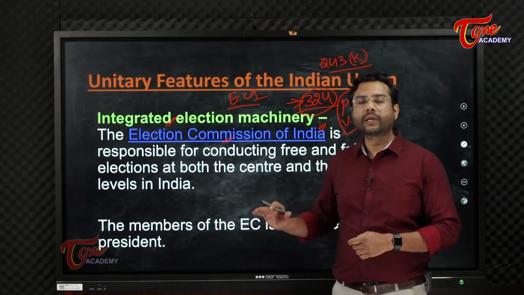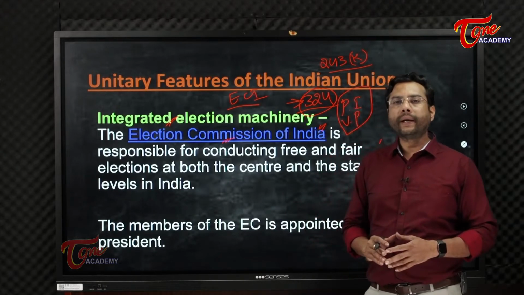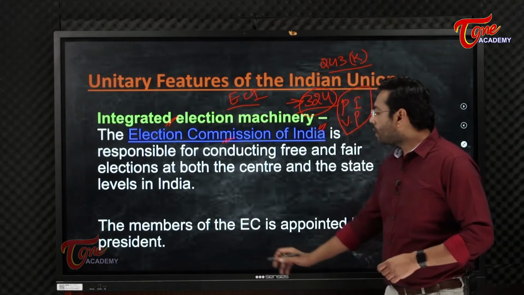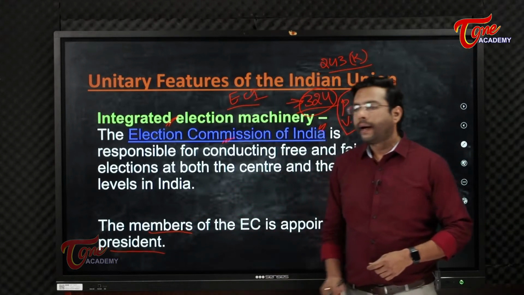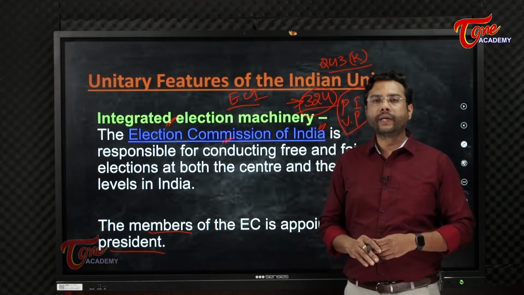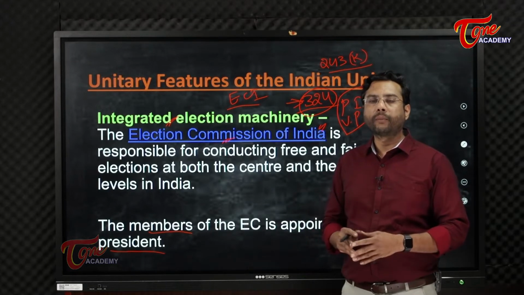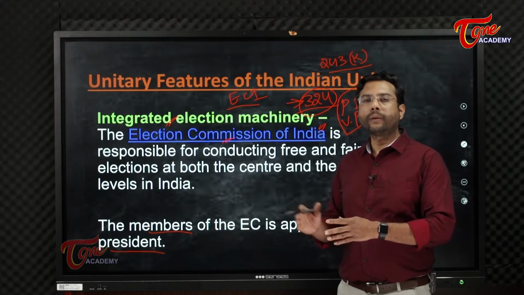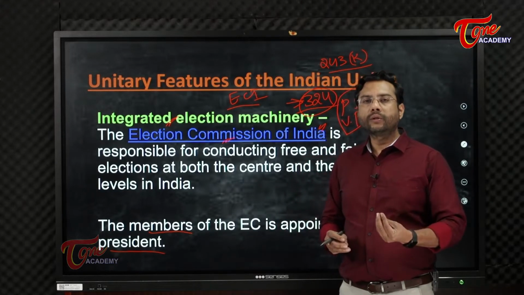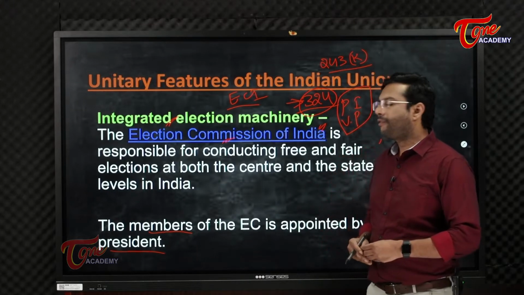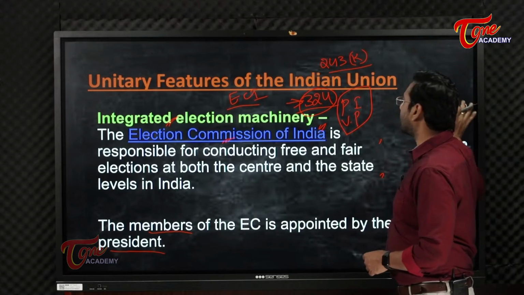So, we say that Election Commission of India is a unitary feature because it is common to both union government and state governments. The members of the Election Commission are appointed by the President, and the Chief Election Commissioner is a powerful authority. No one could remove the election commissioners, if it is a 3-member or multi-member body, without the opinion of the Chief Election Commissioner. So, it is a pure unitary feature when we speak of the Election Commission of India.